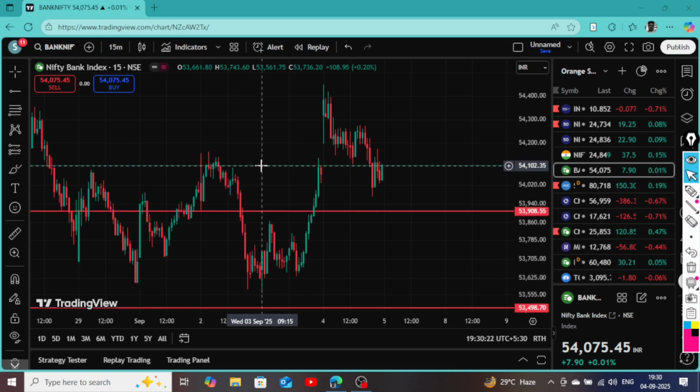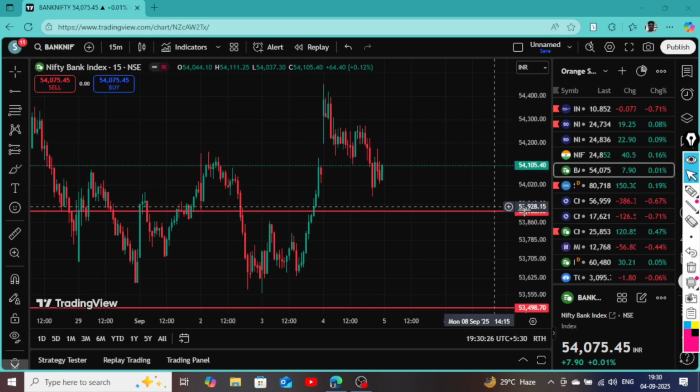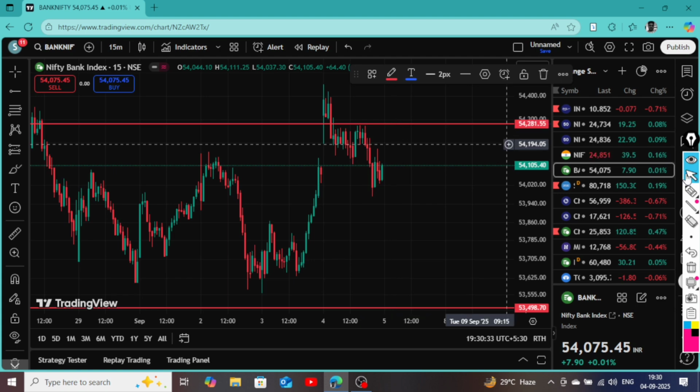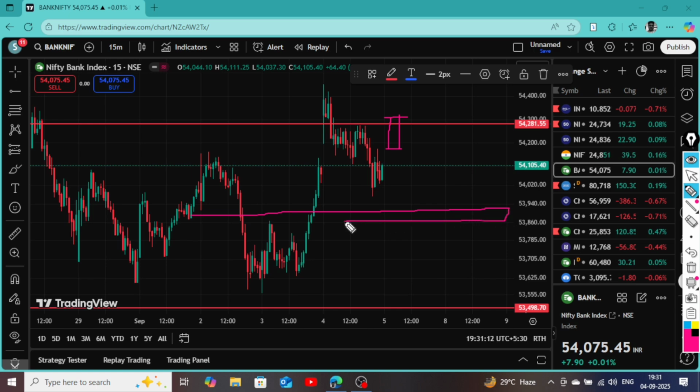So if Bank Nifty moves up and touches 54,800, then a 15-minute close below 54,180, Bank Nifty makes this kind of candle after touching it, then we can take a short trade, and the stop loss will be 100 to 150 points, and the target will be 200 to 300 points. Just this level will be our target area.